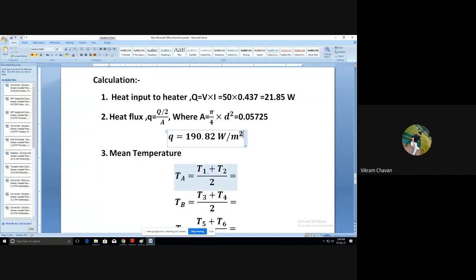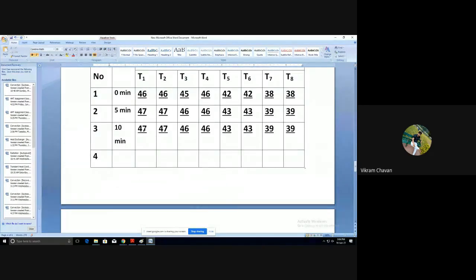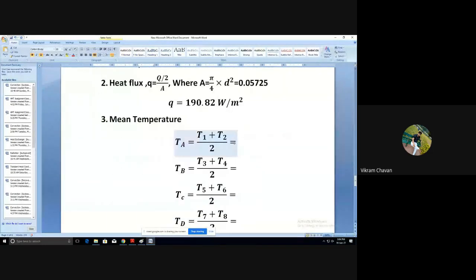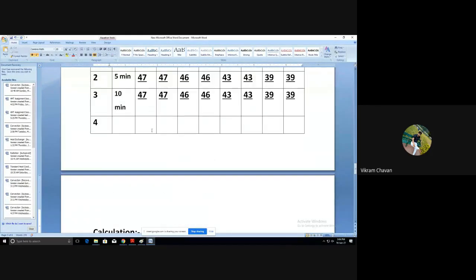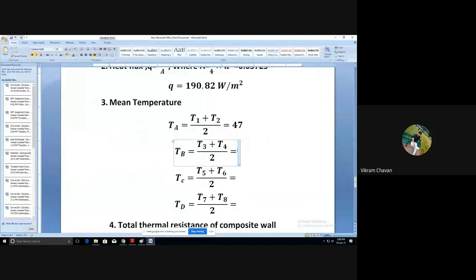Then Ta will be the average of T1 and T2. In the final reading we have to consider only the final reading. So the average of 47 and 47 will be 47 only, 47 degrees Celsius. Then Tb is the average of T3 and T4. T3 is 46 and T4 is also 46, so Tb will be 46 only, if you take the average.